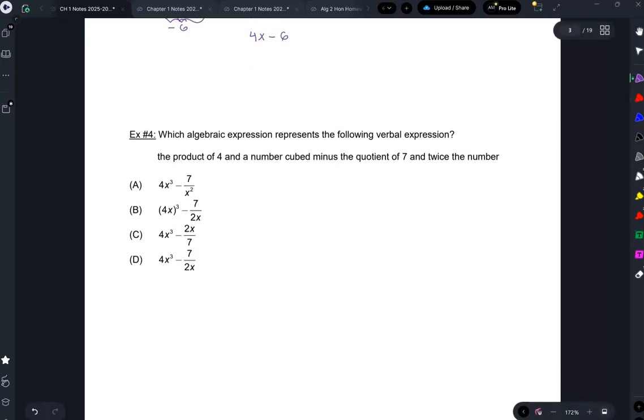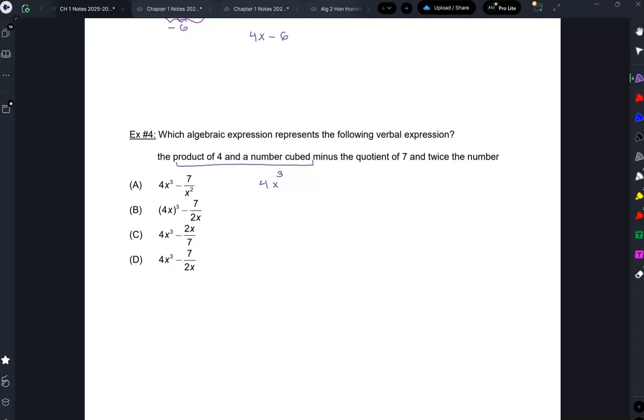Which algebraic expression represents the following verbal expression? Sometimes these can get a little complicated, so we do part by part. The product of 4 and a number cubed minus the quotient of 7 and twice the number. Okay, overwhelming, right? So let's do bit by bit. The product of 4 and a number cubed. Product means what? Multiply.